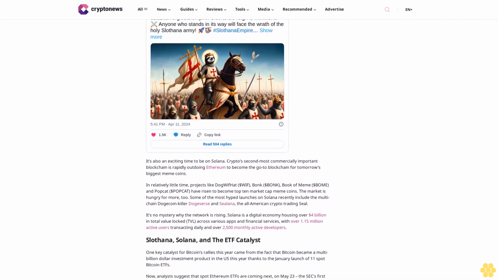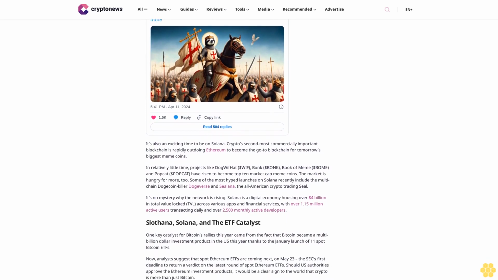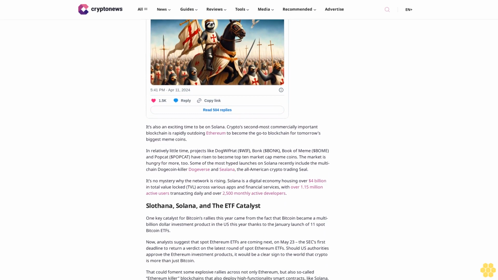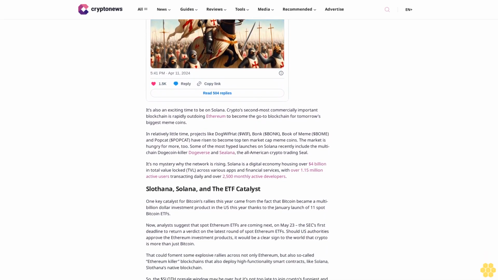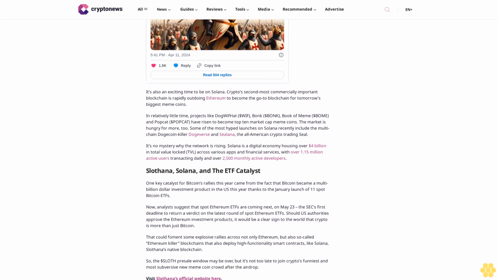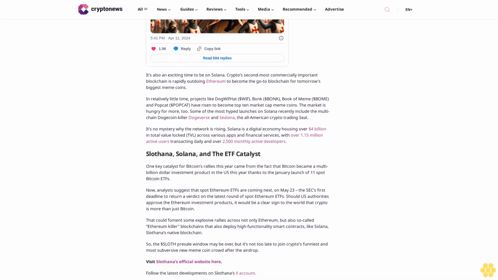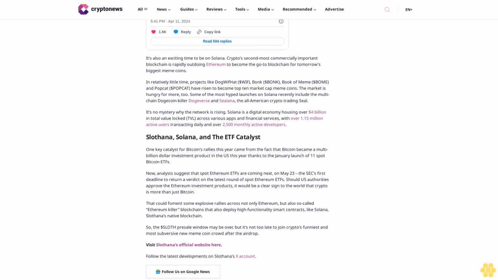Bitcoin set a new high watermark of $73,737.94 on March 14. It's also an exciting time to be on Solana. Crypto's second most commercially important blockchain is rapidly outdoing Ethereum to become the go-to blockchain for tomorrow's biggest meme coins. In relatively little time, projects like Dog with Hat ($WIF), Bonk ($BONK), Book of Meme ($BOME), and Pocket ($POCKET) have risen to become top 10 market cap meme coins.